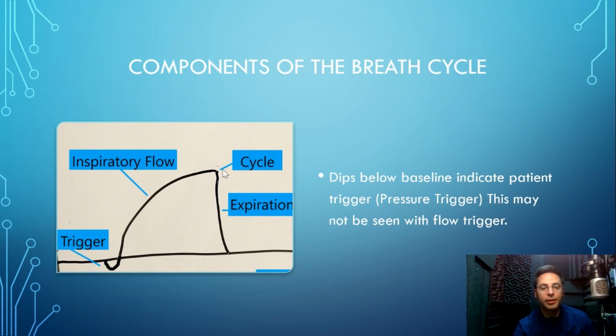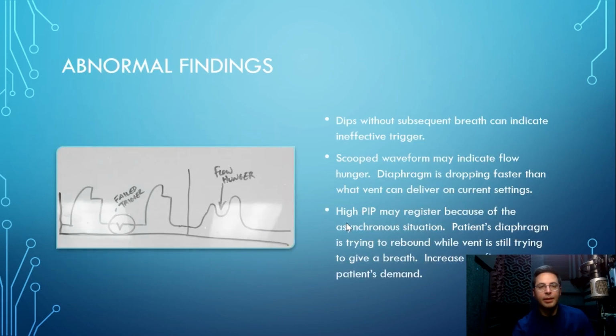This little cliff here represents the cycling phase of the breath, and then our fairly linear expiration back down to baseline. Just taking a look at some abnormal things we might see in a pressure waveform. Let's just take a closer look at this waveform here. So we have our gradual rise in pressure here, a drop here. This marks our plateau pressure here, our drop back down to baseline.